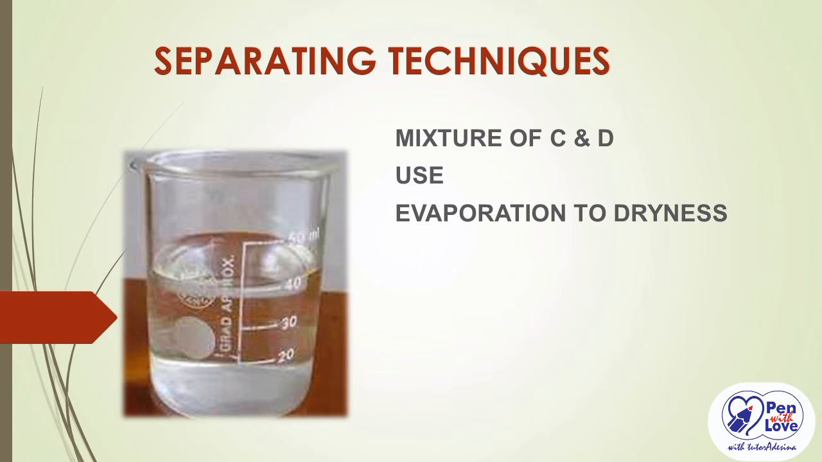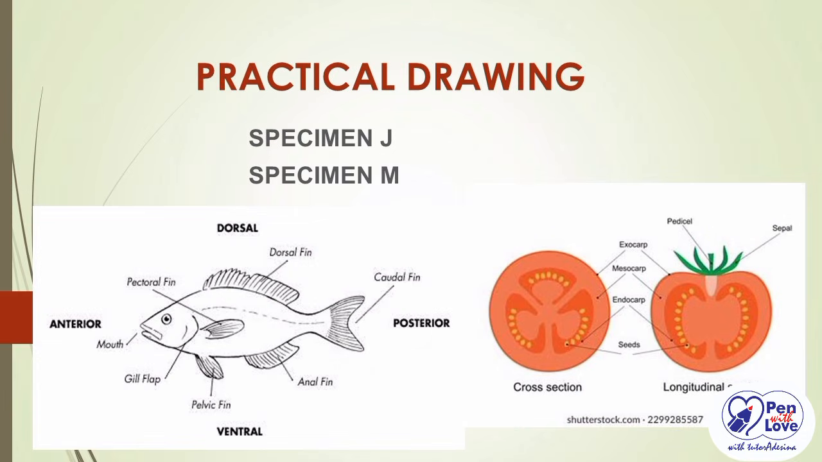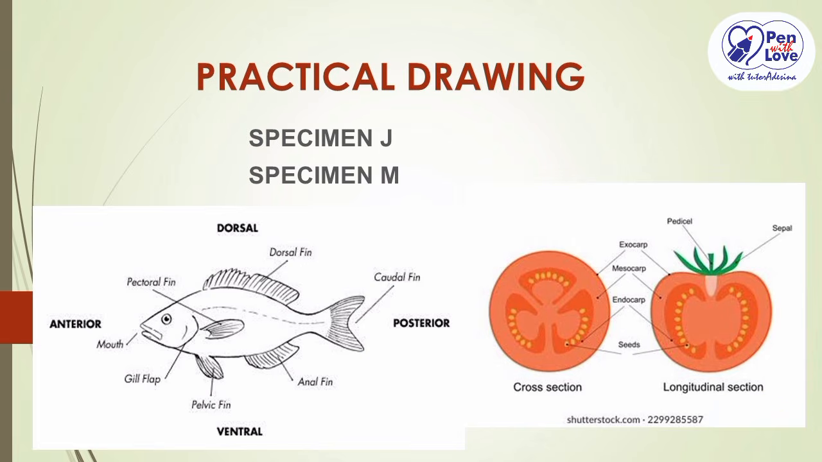So we are coming to the end of the discussion gradually. Let's look at other aspects in which they can ask a question. The other aspect is drawing. And the two specimens I believe the drawing can come from are specimen J and specimen M. That is the fish and that of the tomato fruit.